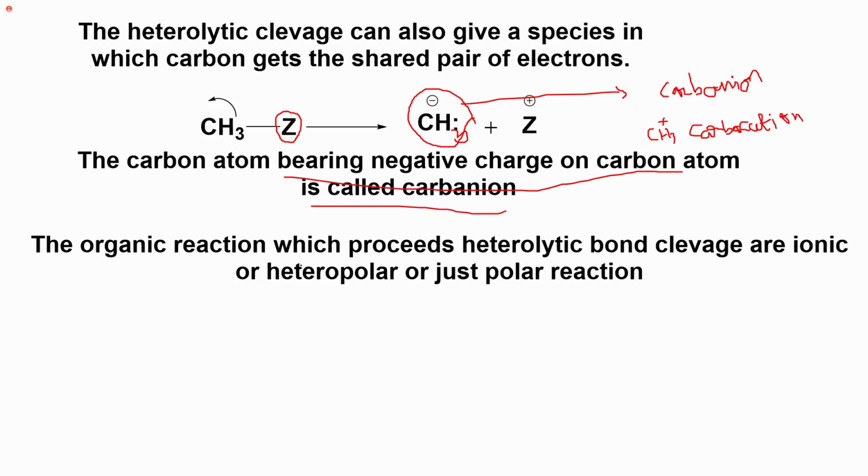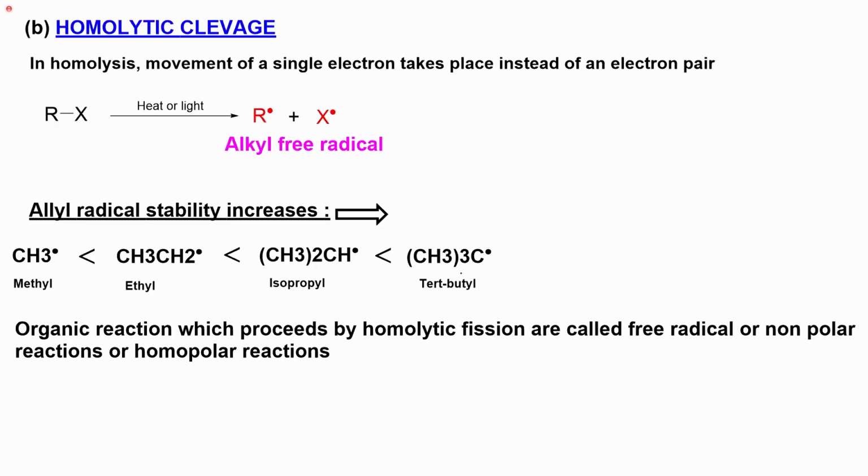Now, the organic reactions which proceed by heterolytic bond cleavage are ionic, heteropolar, or just polar reactions. Because it is happening in a heterolytic way, it is known as heterolytic bond cleavage, and these reactions are known as ionic or heteropolar or polar reactions. Now we'll come to the second part of this fission.